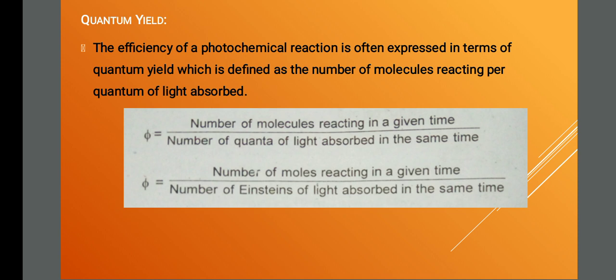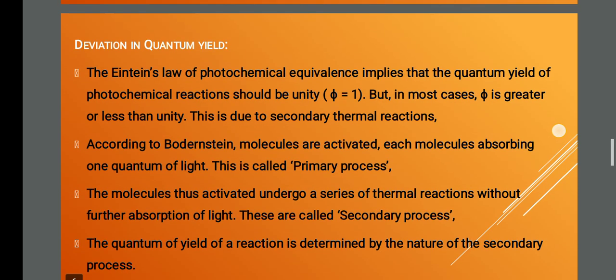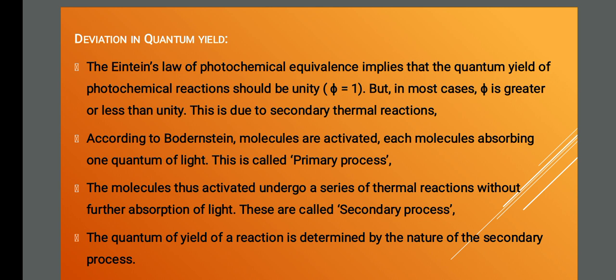Now we can see the deviation of quantum yield. According to Einstein, quantum yield should always be equal to 1. That means as many molecules as absorb light, that many molecules should react. If 10 quanta of light are absorbed, 10 molecules should react; only then the answer will be equal to 1. But in most cases the value will be greater than 1 or less than 1. This is the deviation of quantum yield.